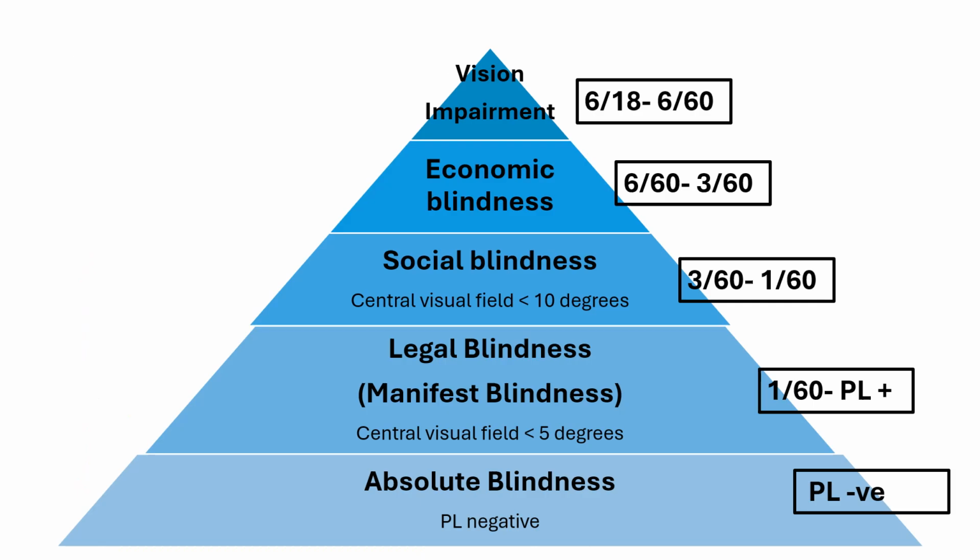Now there's another classification which you all have to know. Vision impairment is 6/18 to 6/60. Between 6/60 to 3/60 we call it economic blindness, and between 3/60 to 1/60 we call it social blindness. Here even the central visual field is less than 10 degrees. Between 1/60 to PL positive we call it legal blindness or manifest blindness. Here the central visual field is less than 5 degrees, and PL negative is called absolute blindness. Again, please remember it is in the better eye.